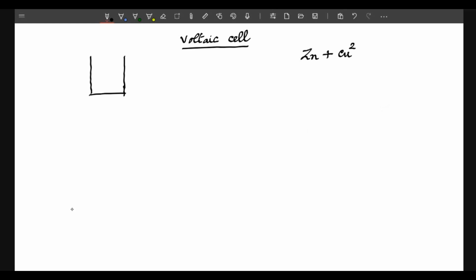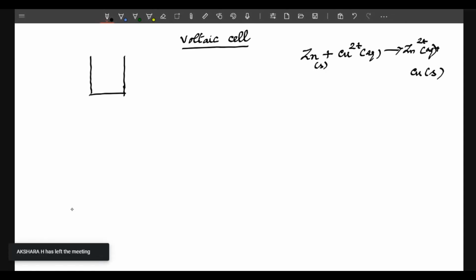And we normally write it as zinc solid plus copper 2 plus aqueous giving zinc 2 plus aqueous plus copper solid. What is the net reaction? Here, which species is undergoing oxidation? You can easily see this. Zinc in the 0 state is converted to zinc in the 2 plus state. Therefore, zinc is undergoing oxidation.